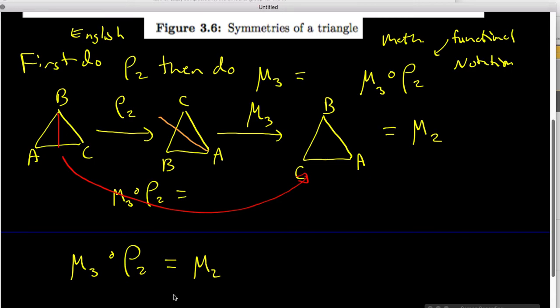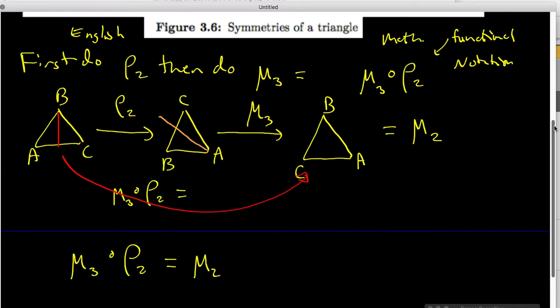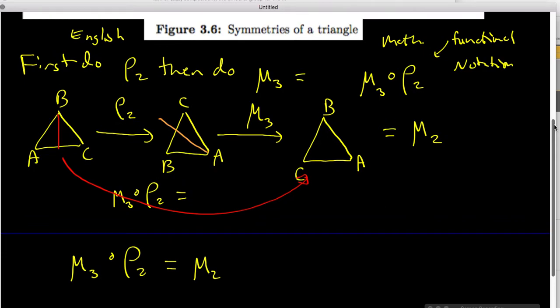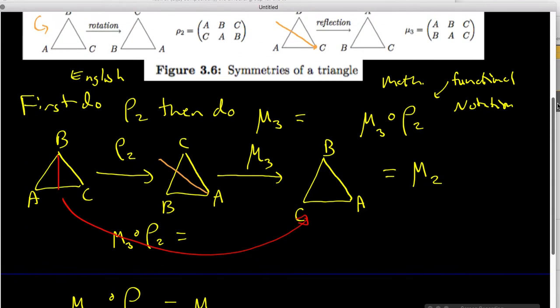Now, we have this other notation that we can look at as well, and I want to see if I can somehow use it to shortcut drawing all of these pictures. It's important to realize that drawing the pictures can get us where we want to go. But we also have these other notations.